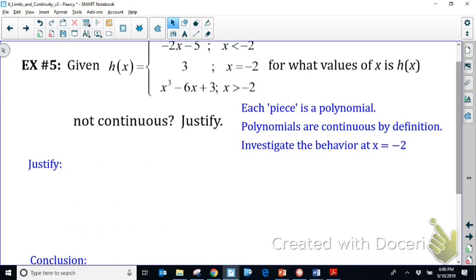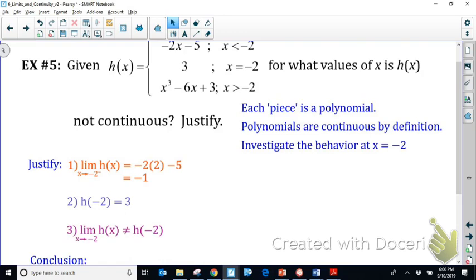All right. Well, the first thing I'm going to see is, what are the limits going to look like? So the left-hand limit is going to use the top piece, and when I evaluate that, I get a -1. If I look at the general value of the function, I get a 3, and if I look at the limit from the right-hand side, I get something there.